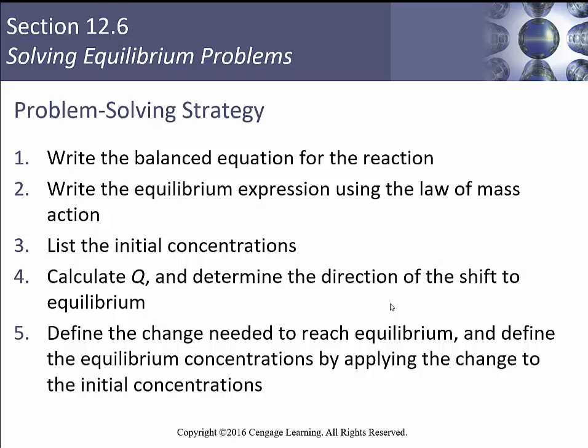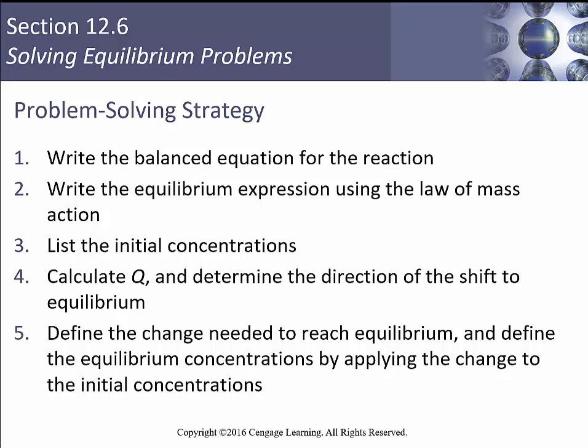Number 3, list the initial concentrations. So go through, start setting up that ICE table with the things that you know. Number 4, calculate Q. If you're given some initial conditions, you need to find out if Q is going to be bigger than K, in which case you're going to go backwards and consume your products to form reactants, or if Q is smaller than K, in which case you're moving forwards and going to add to your products and take away from your reactants.